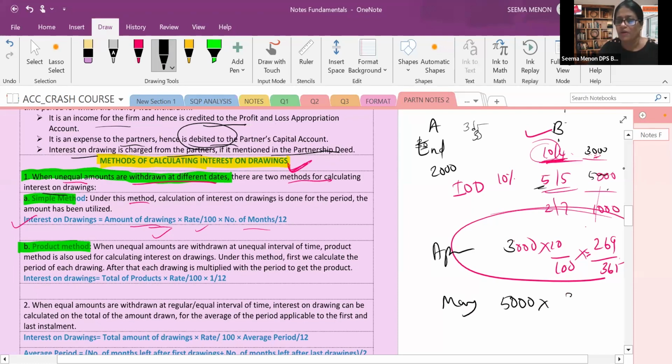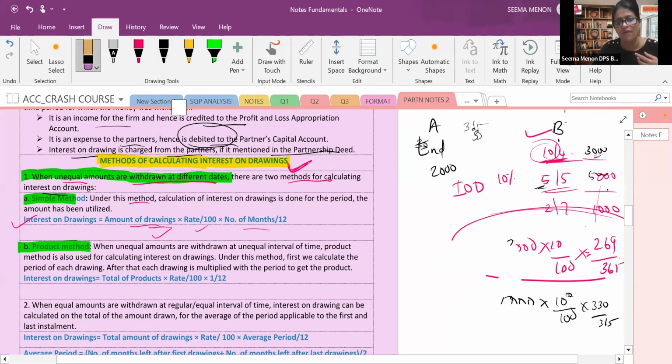What will you get? 330 days. So you will write 10 upon 100 into 330 upon 365. You will be calculating in this way for every withdrawal. This will be a tedious job. So to avoid that, we can have a different method also.